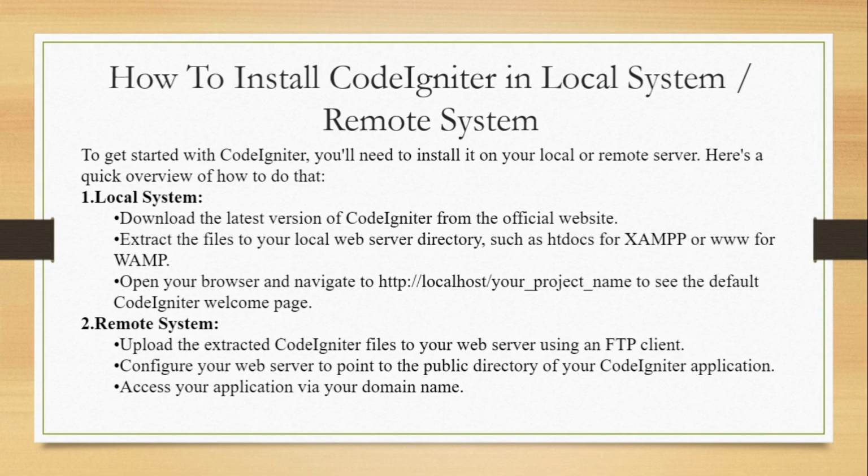Our first topic is how to install CodeIgniter on a local system and a remote system. To get started with CodeIgniter, you will need to install it on your local or remote server. Here is a quick overview of how to do that. Local system: download the latest version of CodeIgniter from the official website. Extract the files to your local web server directory, such as htdocs for XAMPP or www for WAMP. Open your browser and navigate to localhost/your project name folder to see the default CodeIgniter welcome page.